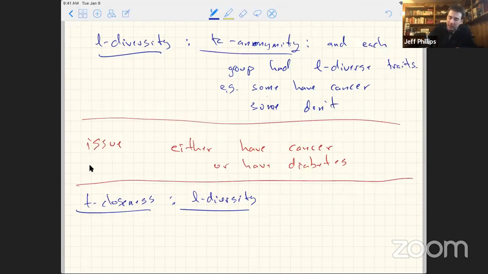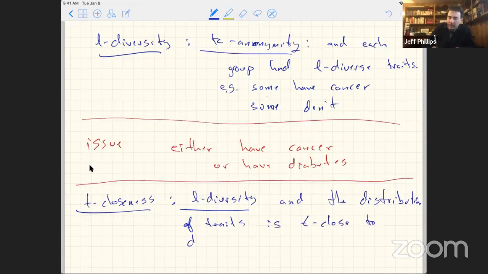Let's write: and the distribution of the traits is t-close to the distribution of all people in the data. Okay, so what does this mean?